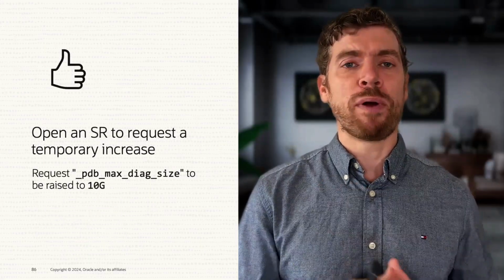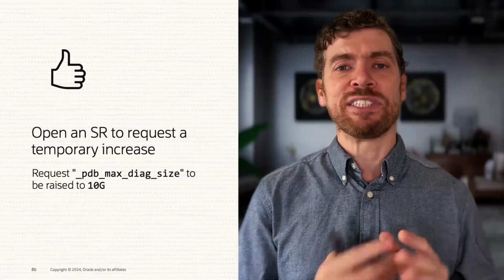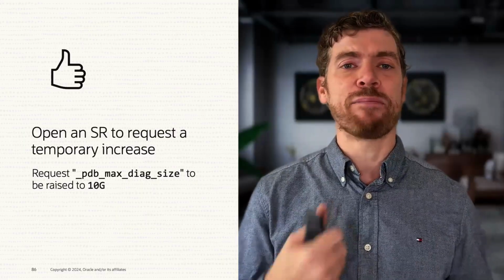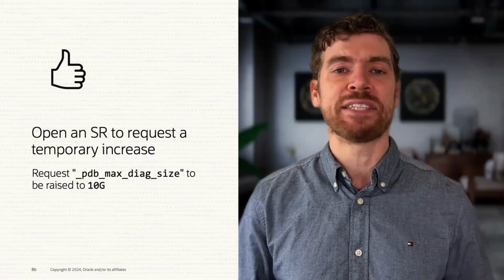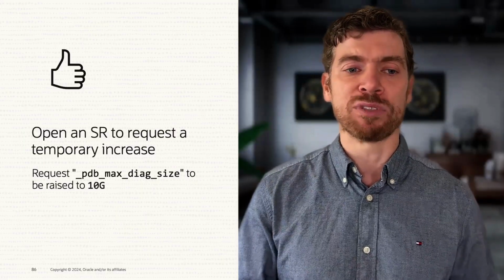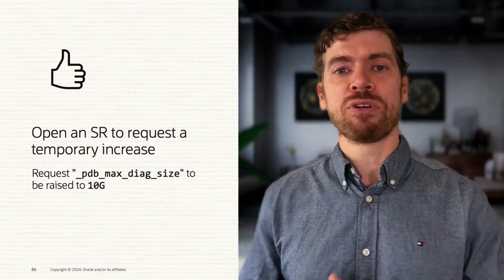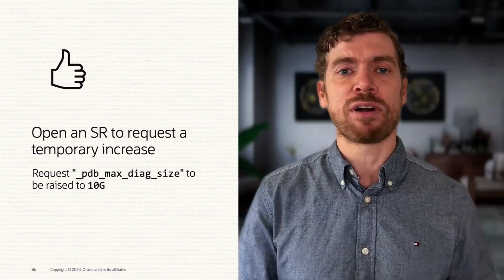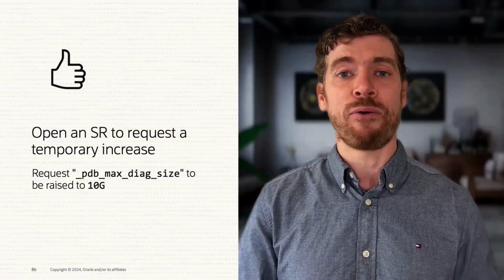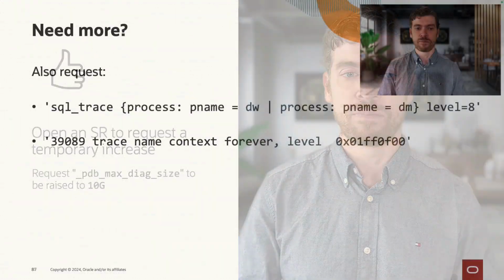You can also open an SR in case the trace file is truncated and request a temporary increase on the max disk size for your Autonomous Database. And usually that's what I do when I need to troubleshoot some of the jobs and the file is truncated, so I ask for a temporary raise to 10 gigabytes.